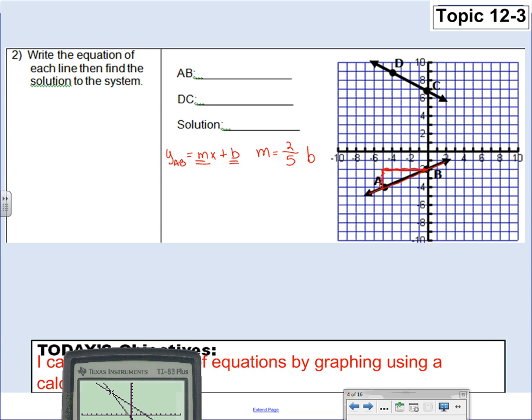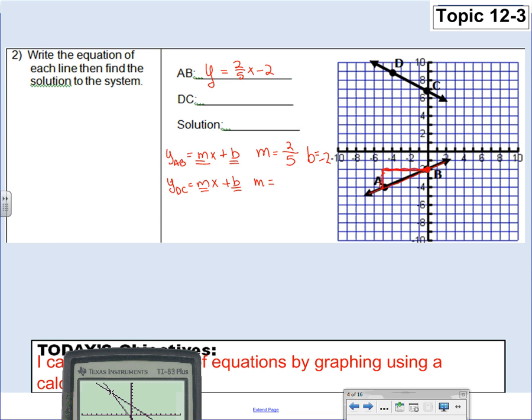We can also look at our graph and see where the y-intercept is. The y-intercept is at negative 2. So our equation for AB is going to be 2/5 x minus 2. Our equation for BC, we need the same thing. We need to know what is the slope and what is the y-intercept.